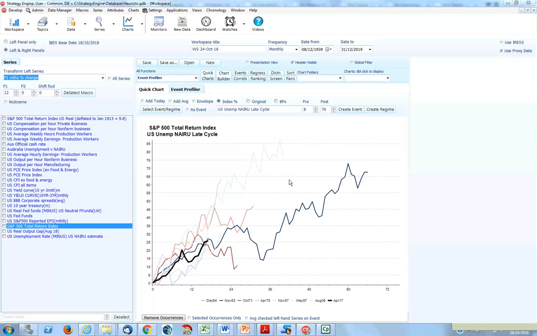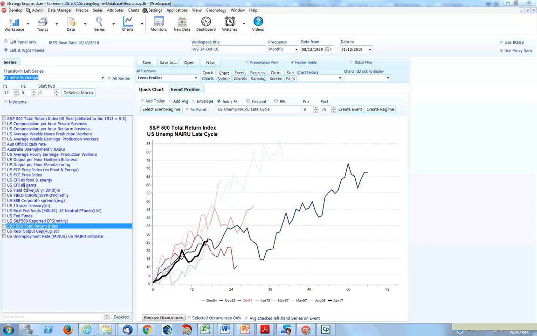So we've identified the 1960s, the 1990s and 1950s as being three of the longest late cycle phases, and also probably three of the best performances from equity markets. 1987 onwards was also quite strong, but they were the three longest and perhaps strongest cycles, late cycle phases that we've seen. So what are the characteristics of these longer late cycle phases?